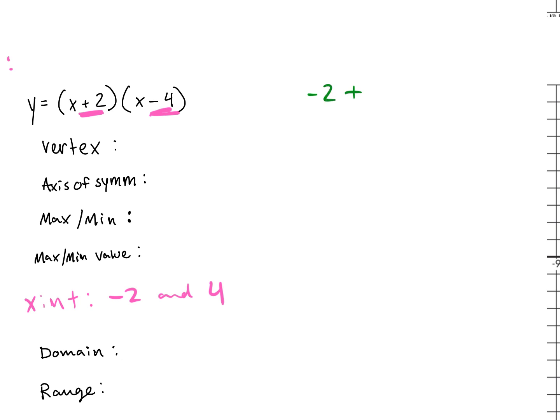So I have -2 plus 4 divided by 2. Amanda, question? No, I was gonna ask you. No, oh, wait. Okay. So we have 2 over 2, which is 1.